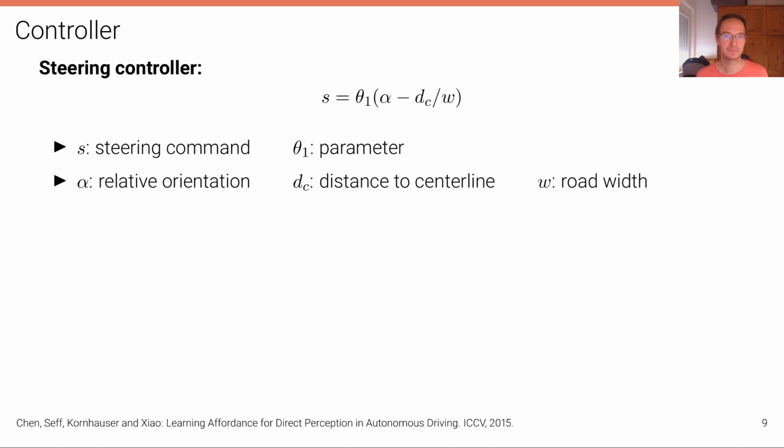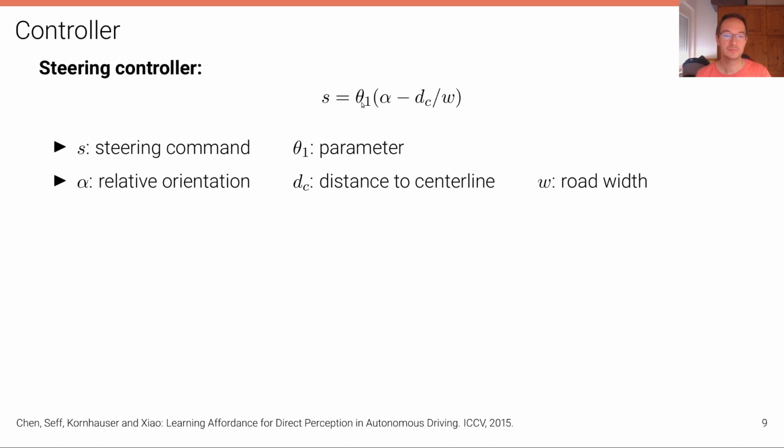Let's have a closer look at the controller that is implemented. It's actually very simple equations. The first is the steering controller that we're going to look at. S here is the steering command. This is what is directly given to the simulation. This is the command that we give to the vehicle.